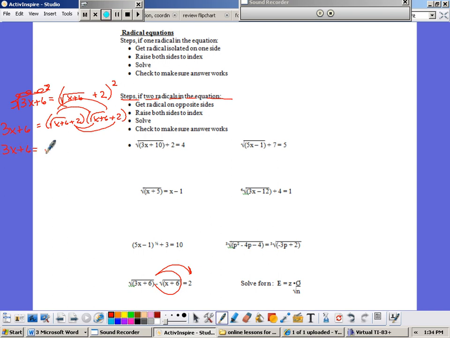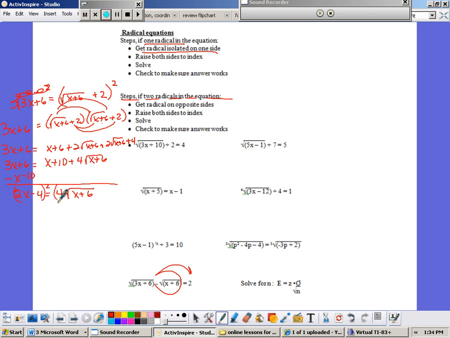So 3x plus 6 equals this times this will give me x plus 6. This times that gives me 2 square root of x plus 6, 2 square root of x plus 6. And 2 times 2 is 4. So 3x plus 6 equals x plus 10 plus 4 square root of x plus 6. Now I got one radical, and I have to get it by itself. So I need to subtract the x and subtract the 10. So 2x minus 4 is equal to 4 square root of x plus 6.